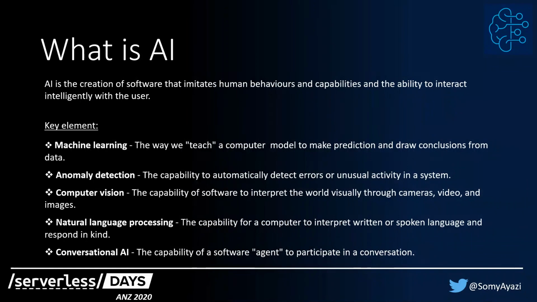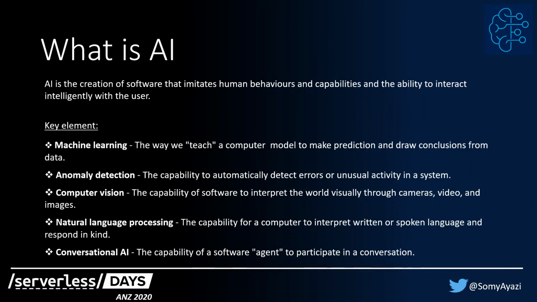With NLP or natural language processing, it has the capability to interpret the written and spoken languages and respond. For example, in a chatbot, you can use that. You can build an application for a conversation. So it has conversational AI as well, that it can act as an agent to participate in a conversation. So these are the key elements within AI that are available for us to use.